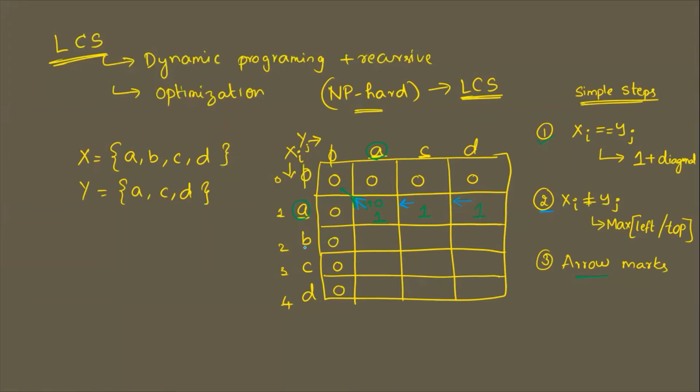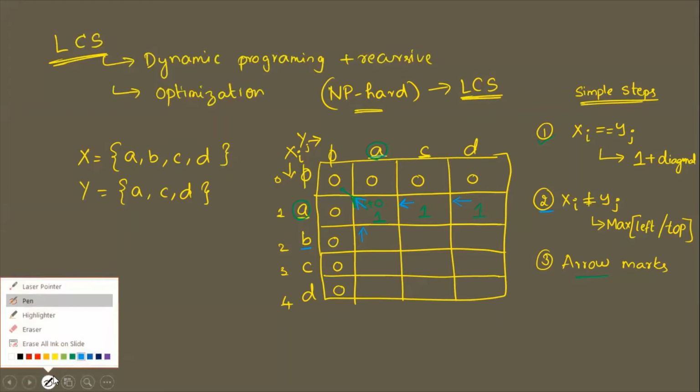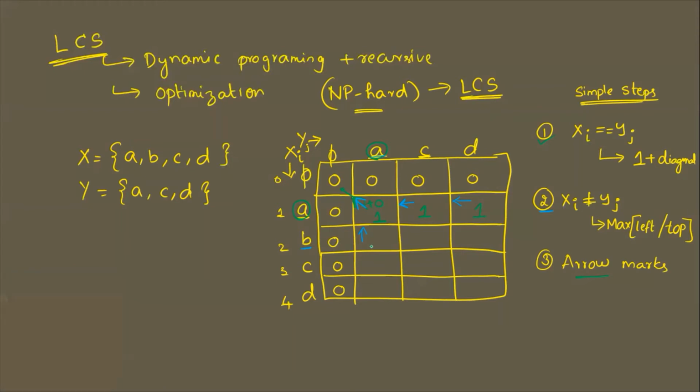Next, coming to the second step. So now here I am considering B and then A. So B, A, both are different. So in this case, I have to take the maximum of either the left cell or the top cell. The top cell is having the maximum value. I am deriving it, means I am utilizing the value from the top cell. That's why I am denoting the arrow towards up. So now what is the value? If you see, the value is 1. Okay.